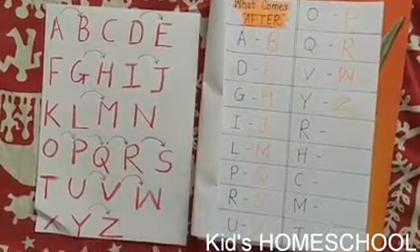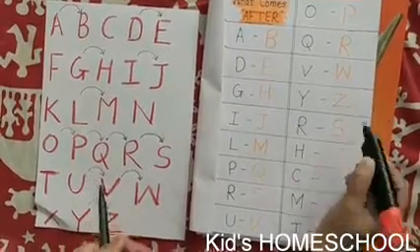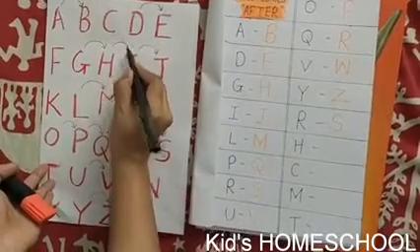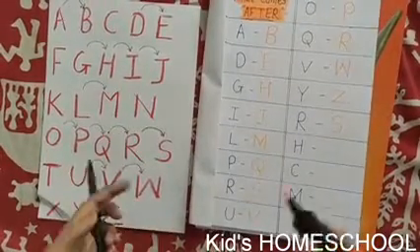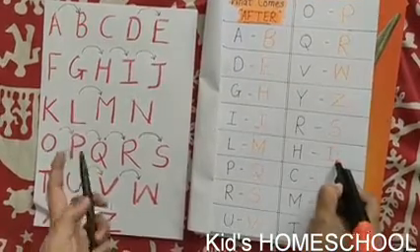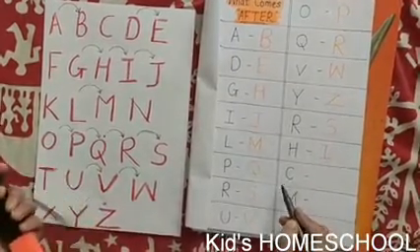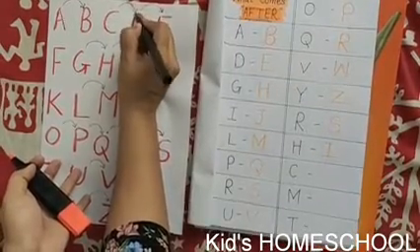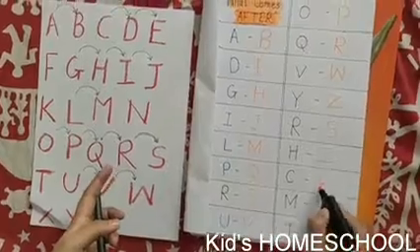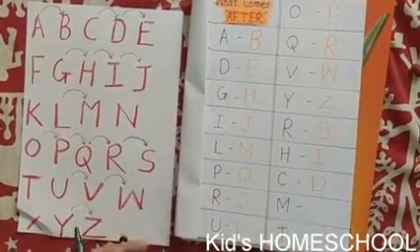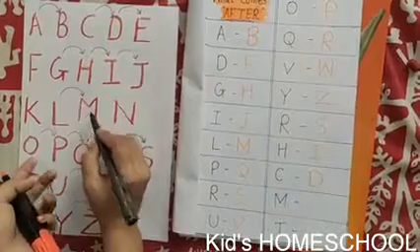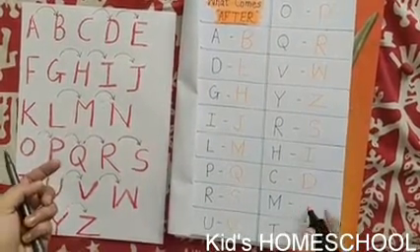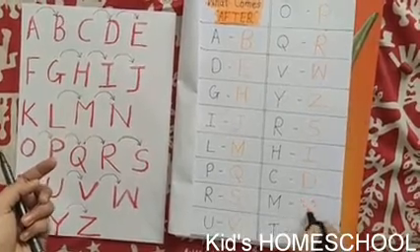S. Here is S. Now this is H. Where is H? Here. What comes after H? I. Here is I. Now this is C. Where is C? Here. What comes after C? It's D. We have to draw here D. Now M. Where is M? Here. What comes after M? N. We should draw here N.